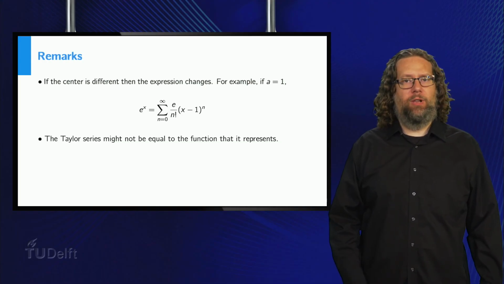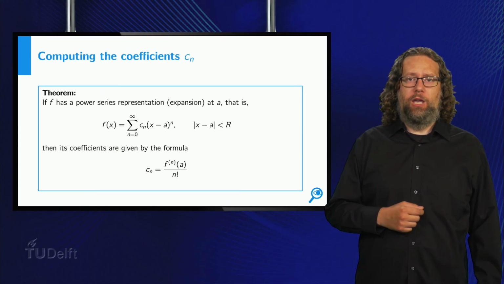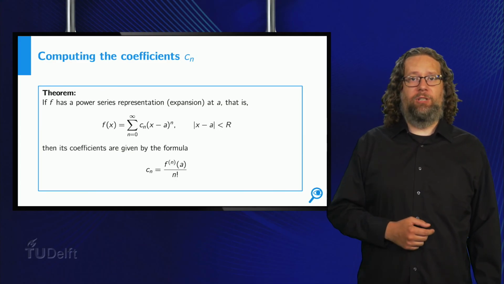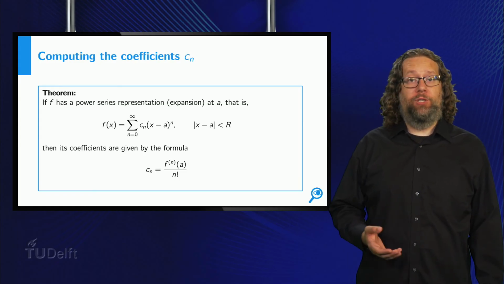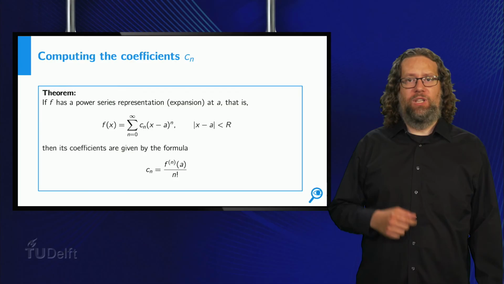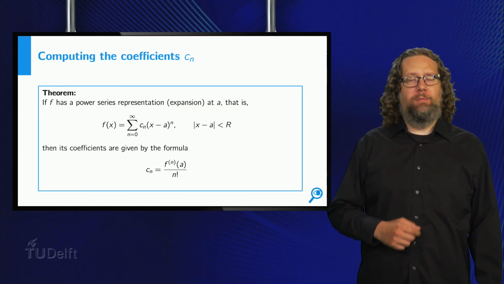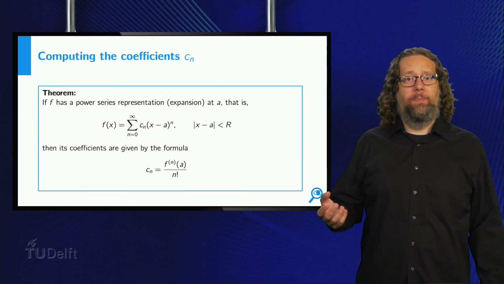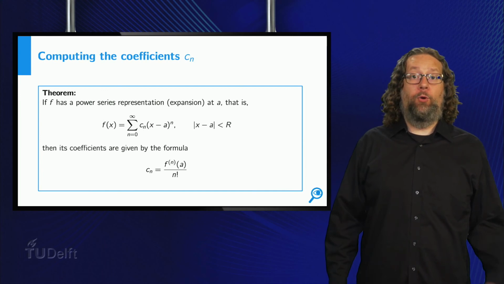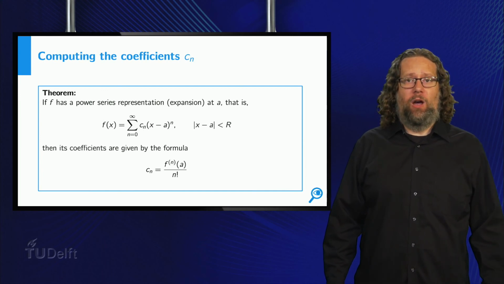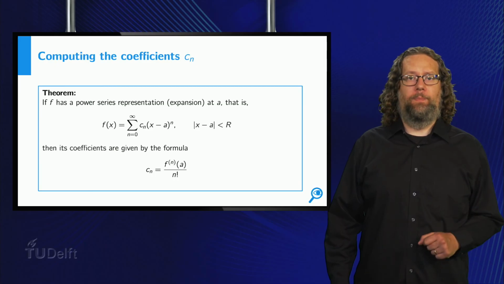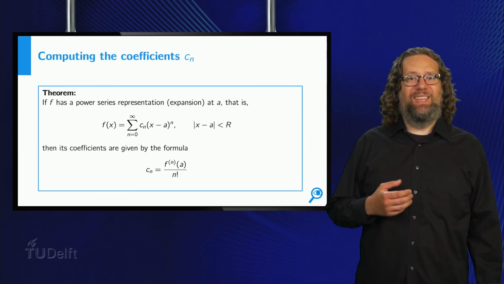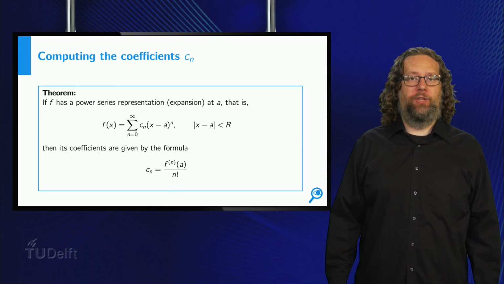However, in general, we have the following result. If f has a power series representation or expansion at a, then its coefficients are given by this formula: Cn equal to the nth derivative of f evaluated at a divided by n factorial. Provided, of course, that the values of x are within distance r from a. This r is the radius of convergence that you need to determine. With this formula, you can easily find the coefficients of a Taylor series.